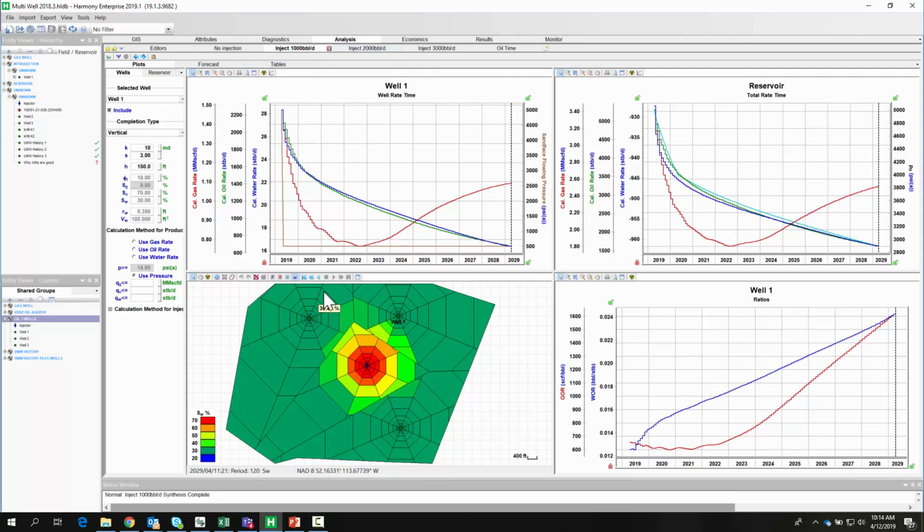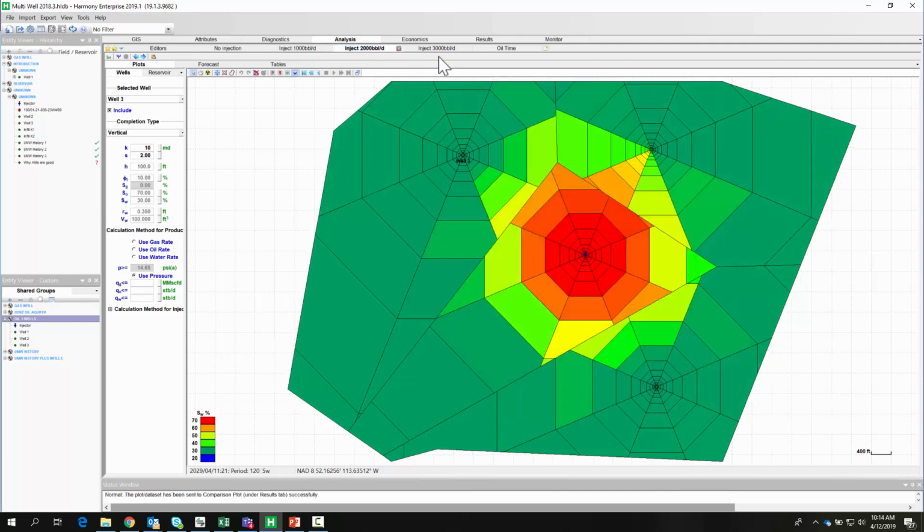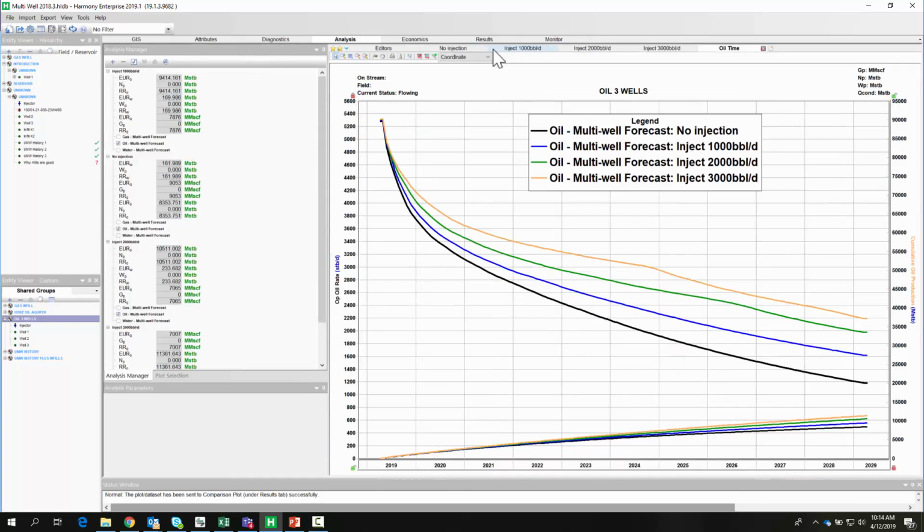And so I've basically done this for two more scenarios. All I've done a sensitivity on here is different injection rates. So I went from 1,000 barrels per day injection to 2,000 barrels per day to 3,000 barrels per day. And we can see just from this water saturation map at the end of 10 years how these results are differing. But let's see how the forecasts actually change from the oil producers by adding this pressure support.